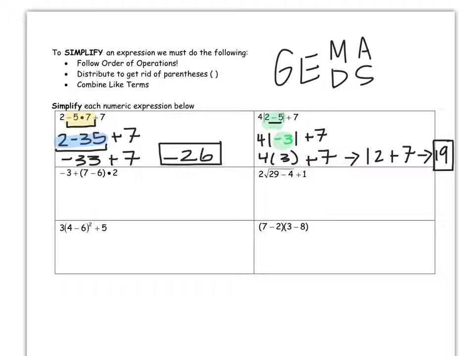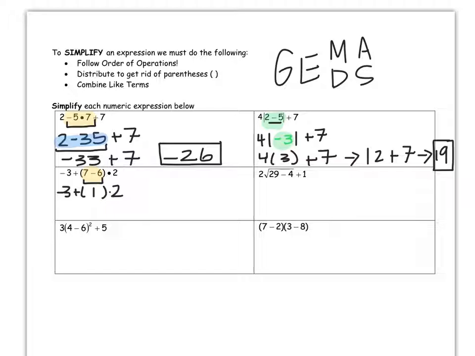Okay, let's move on to the next example. So again, let's go through our list. G first. And I see G right here. I see a grouping symbol. There's parentheses, so I'm going to evaluate what's inside the grouping symbol first. And I'm going to actually do it a little bit different this time. I'm just going to write the parentheses first and do 7 minus 6. And I know that 7 minus 6 is 1. So that's what's inside the grouping symbol. Now I'm going to write everything else around it. I have negative 3 plus that, and then this dot, which means multiplication, and a 2.